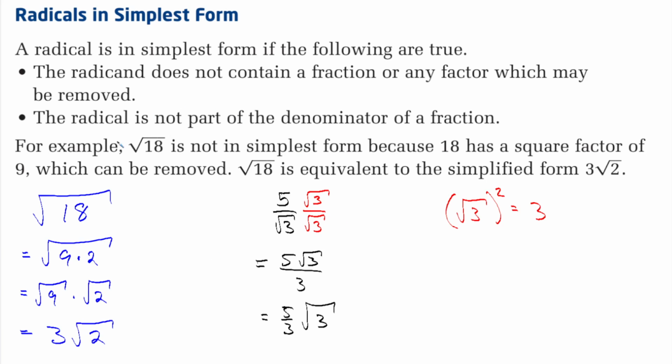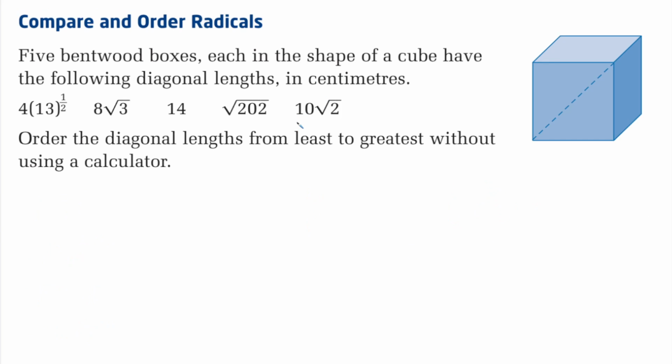Okay, so simplest form: pull out anything that you can from underneath the radical sign, no fractions underneath the radical sign, and the radical is not part of the denominator of a fraction. Okay, so let's compare and order radicals. This one, it says without using a calculator. What they really mean is you can use a calculator to help with some of it if you want. But you're going to have to be able to say which is the least and which is the greatest without just plugging it into your calculator and getting a decimal value.